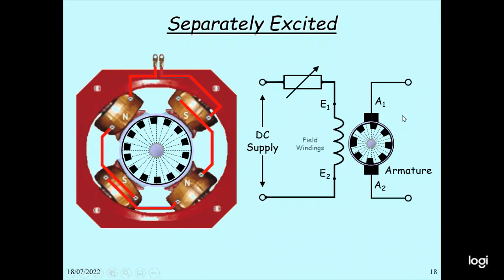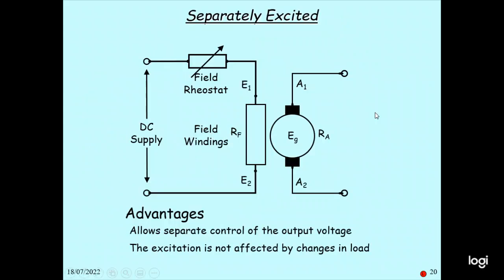You can see the DC supply, field rheostat, field winding, and EG is the generator voltage, Ra is the armature resistance, A1, A2 is the main armature circuit. The advantage is that it allows a separate control of the output voltage. The excitation is not affected by the change in the load. So the separately excited equivalent circuit is this circuit.